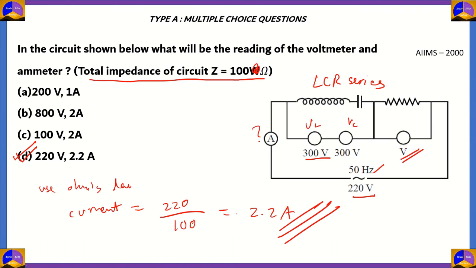And using Ohm's law, we got the value of current as 2.2 amperes. So option D, 220 volts and 2.2 amps is the right answer.